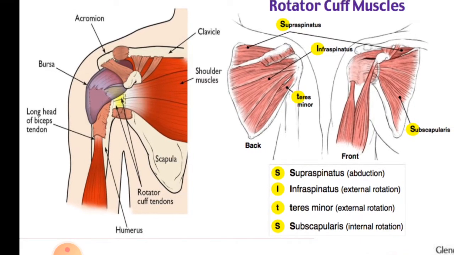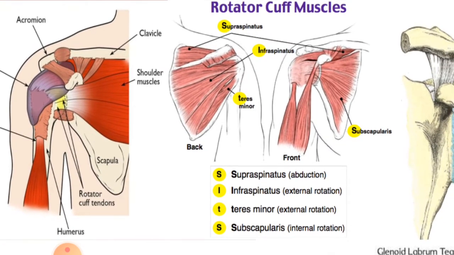In this group, four muscles are involved: the supraspinatus, which is above the spine of the scapula, the infraspinatus, the teres minor, and the subscapularis muscle.